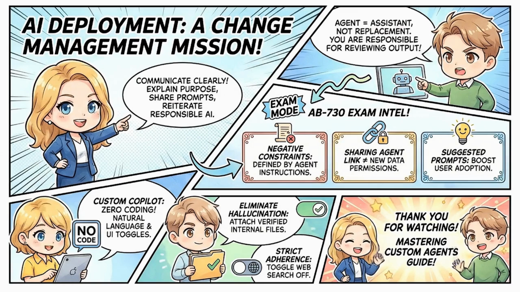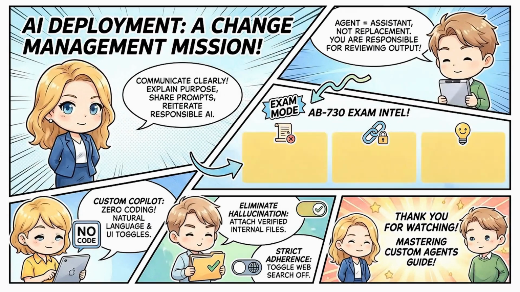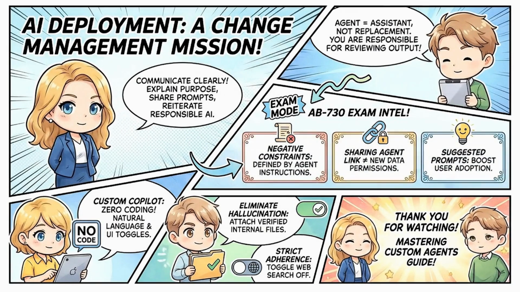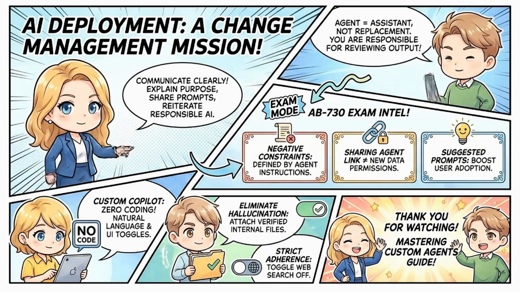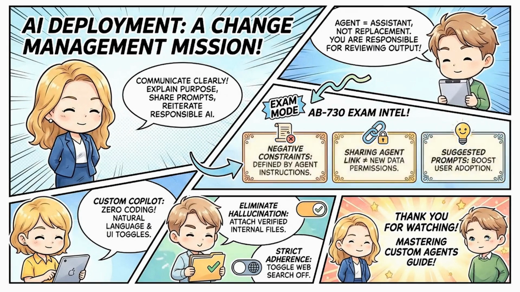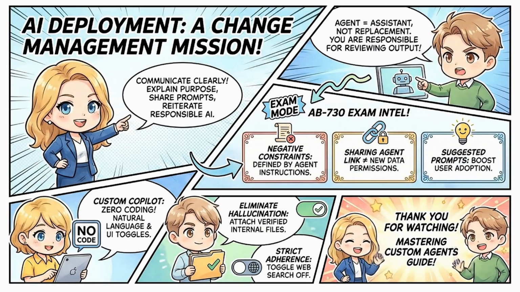For the AB-730 exam, be prepared to identify that agent instructions define negative constraints. Understand that sharing an agent link doesn't grant new data permissions. Know that suggested prompts boost user adoption. Remember, configuring a custom Copilot agent requires zero coding, relying on natural language and UI toggles. Attaching verified internal files is the most effective way to eliminate AI hallucination, and toggling web search off enforces strict internal policy adherence.